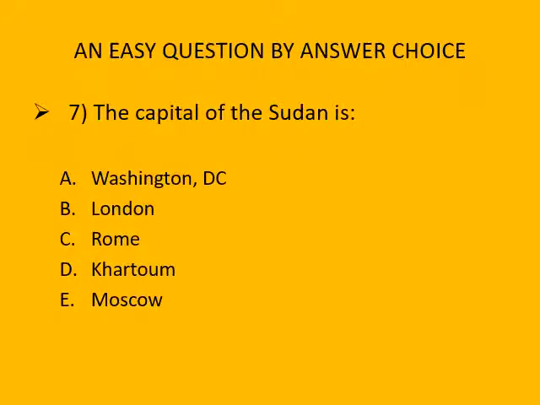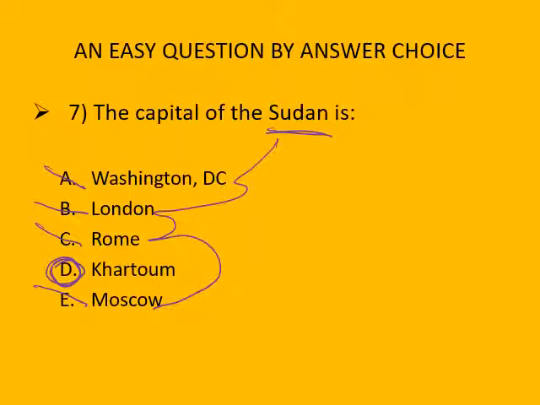Let's do one as an example, right? What's the capital of Sudan? Well, we may not know what the capital of Sudan is, but we know, hopefully, that it's not Washington, D.C. We know that it's not London. We know that it's not Rome. And we know that it's not Moscow. We should know, then, that has to be the right answer. See, you might not even know what the capital of Sudan is, but you do know that it's not this, or this. That's a way to answer an easy question. Let's try another one.